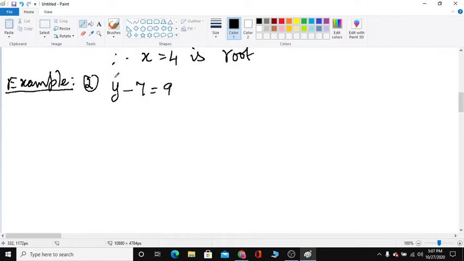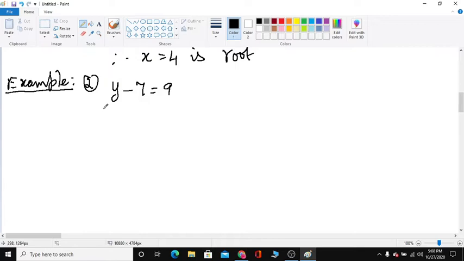Here first you have to remove the minus 7 on the left side. Only the variable should be there. The unknown variable y should be there in the left hand side. Remaining numbers we have to remove. Now we have to remove minus 7. How do we remove it? By adding plus 7 on both sides.